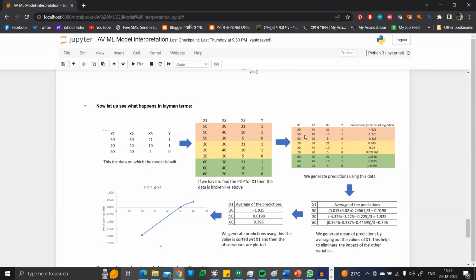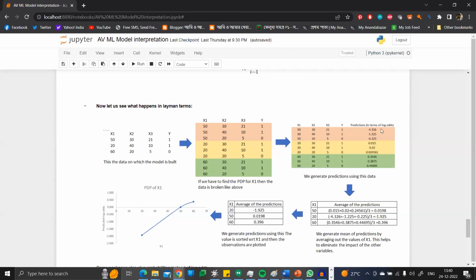Now, for this 50, we will take the average of the other variables. Whatever is marked in red, over there we will take the average. Sorry, I think there might be some mistake over here, but here it's 20, so we take the average. For 50, we take the average. For 60, we take the average. Makes sense? Whenever we take the average in this cross transformation, we are actually eliminating the impact of the other variables. And over here, we are only focusing on this 50, 20, and 60. Here it is changing, right? So here it is only 50.